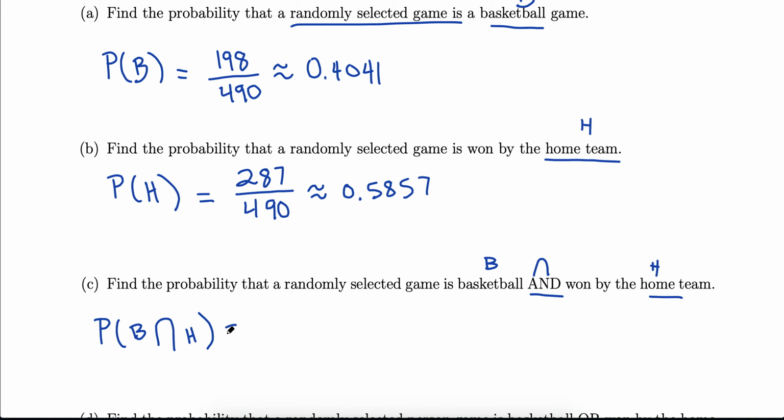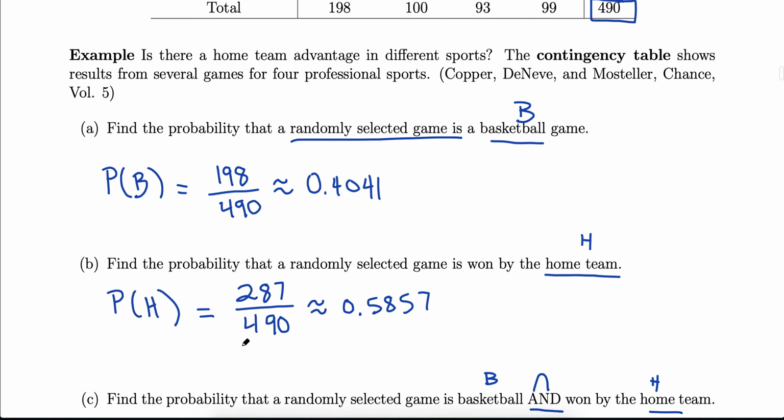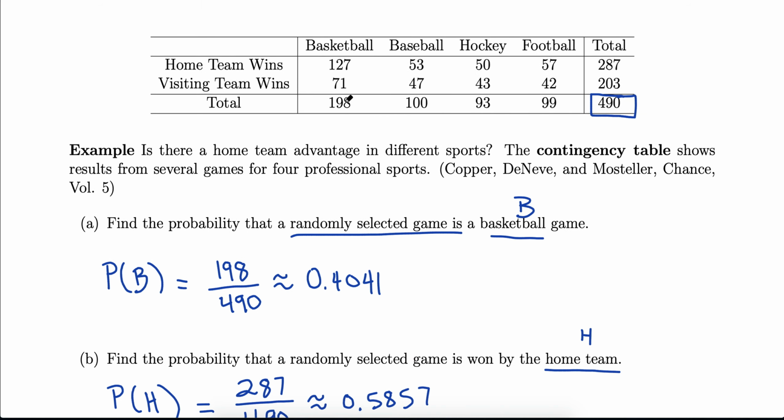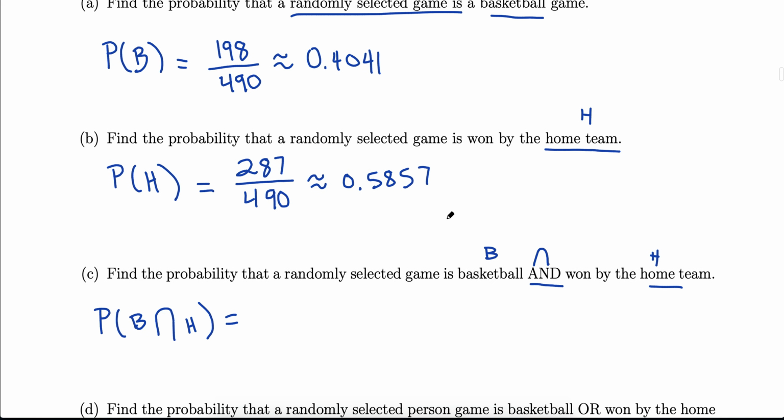So instead, just look at the chart. Keep it simple. If you look at the chart, basketball and home team, well, there's 127 that meet both of those criteria out of our total of 490. So done, no formula needed. 127 out of 490. And again, leave it like that or write it as a decimal, which is about 0.2592.